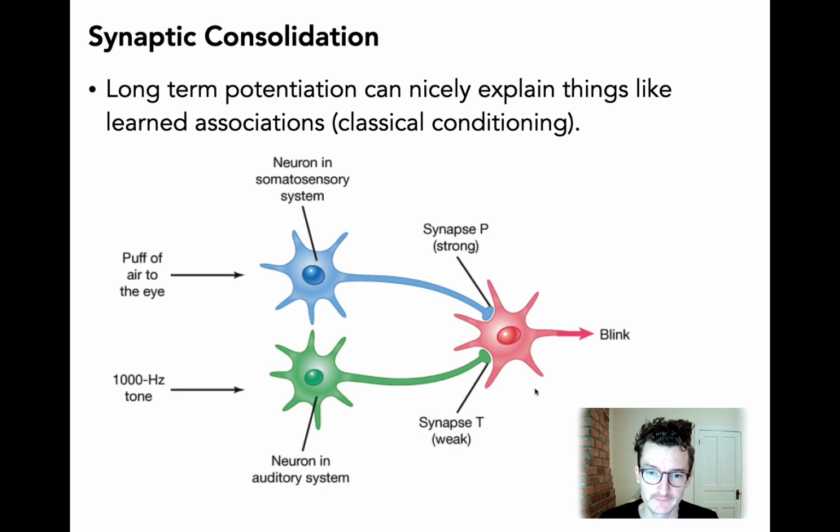So that air puff causes a somatosensory neuron to excite a motor neuron, which causes that blink response. When the air puff is paired with a tone over and over again, the tone triggers an auditory neuron. Neurons that fire together wire together. That's Hebb's rule. And so as these neurons all fire together at the same time, the connection between the auditory neuron and the motor neuron causing the blink, which was initially weak, becomes stronger because of long-term potentiation. And soon that tone alone can actually trigger the blink response. And this is Hebb's rule in action.